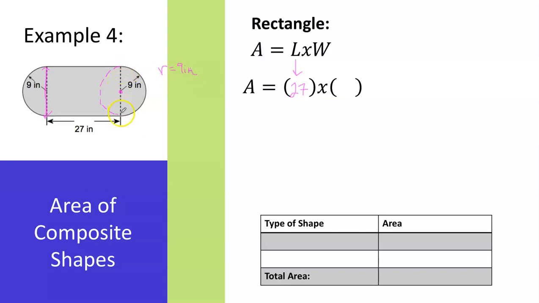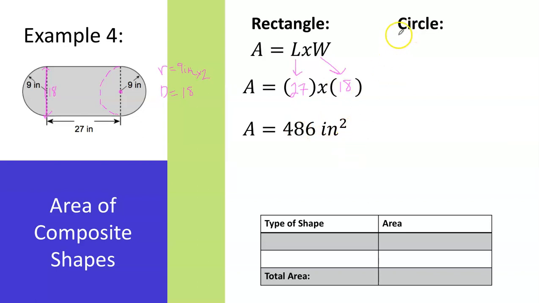Because if you look at the width of the rectangle, I want you to notice that the width of the rectangle is also the diameter of the circle. Remember, a diameter extends from one edge to the other edge of the circle, and it has to go through the center. So if the radius is 9 inches, and the diameter is double the radius, all I need to do is multiply the radius by 2 to get the diameter. So the diameter is equal to 18 inches, which means my width is also equal to 18 inches. Now I type into my calculator 27 times 18, and I get 486 square inches.